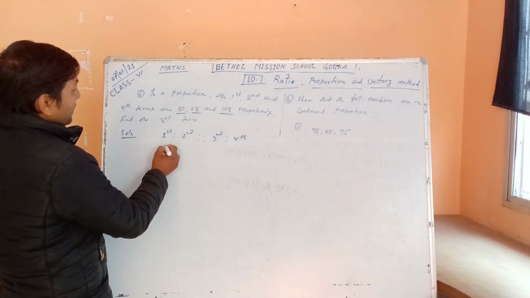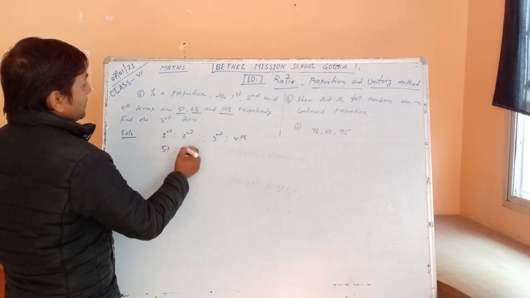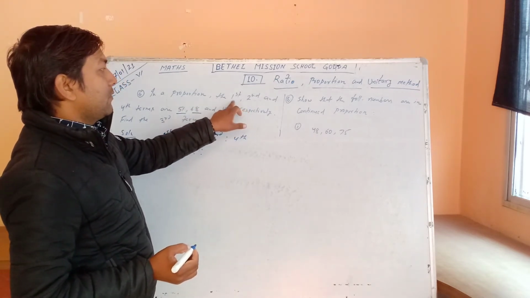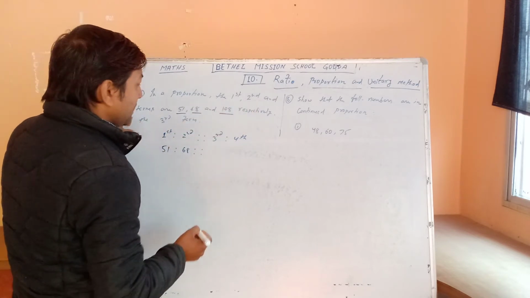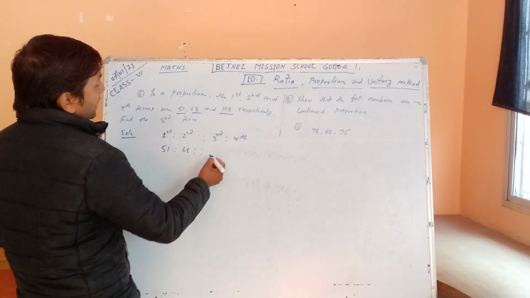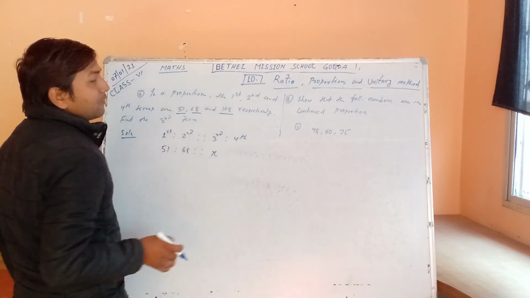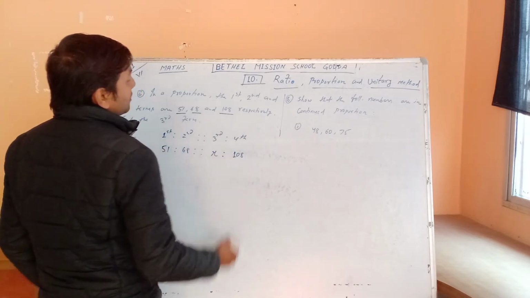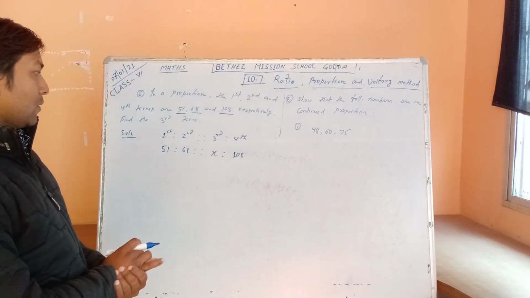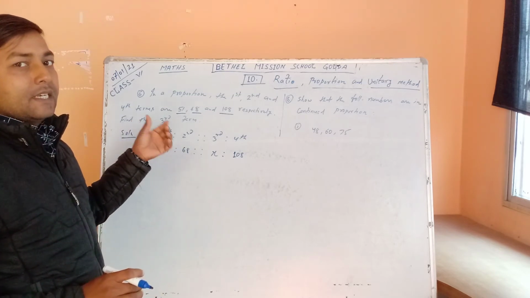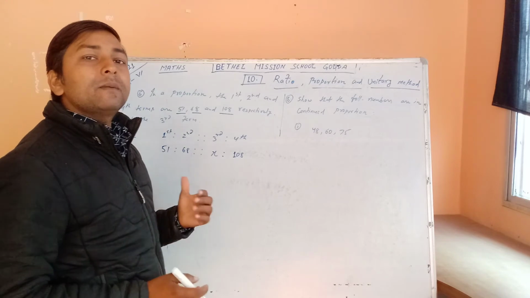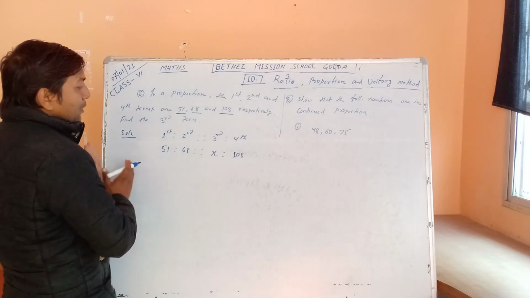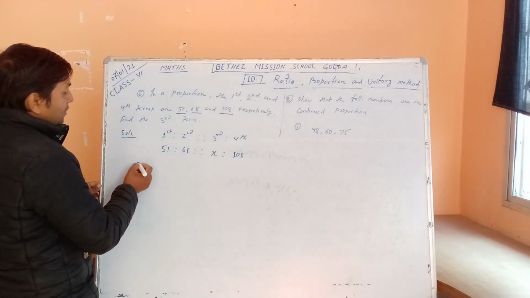First given 51, second given 68, and third is not given. First, second, and fourth terms are given. Third is not given, so you can take x in the place of third, and the fourth is given 108. Which is missing, in that place you will take any variable x, y, z, whatever. So I have taken x. In the proportion form I have written first, and now solve this one.